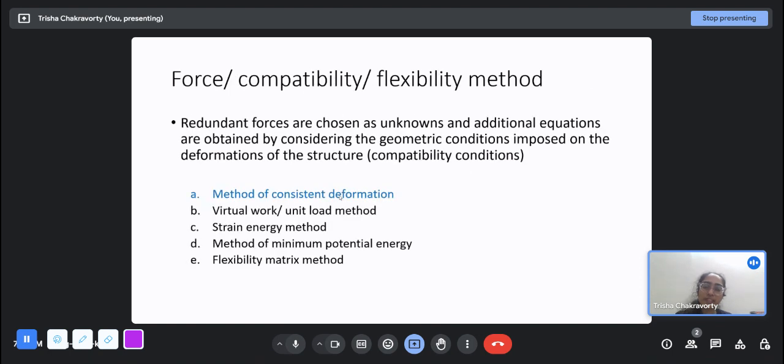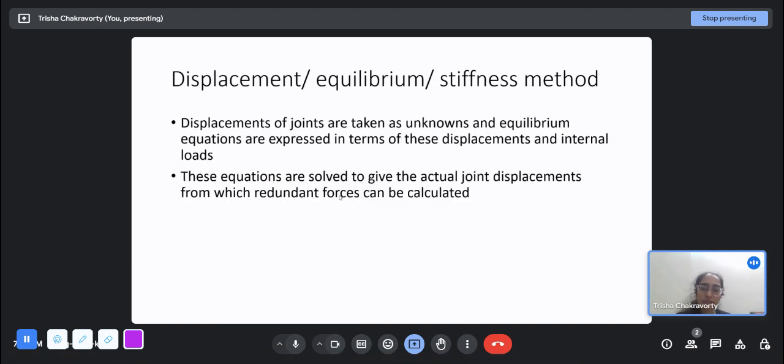Stiffness and flexibility are basically inverse of each other. For example, in a spring, if the stiffness is K, then the flexibility will be 1/K. So these two approaches are basically opposite to each other. Here, the displacements of joints are taken as unknowns, and equilibrium equations are expressed in terms of these displacements and internal loads. These equations are solved to give the actual joint displacements, from which redundant forces can be calculated.